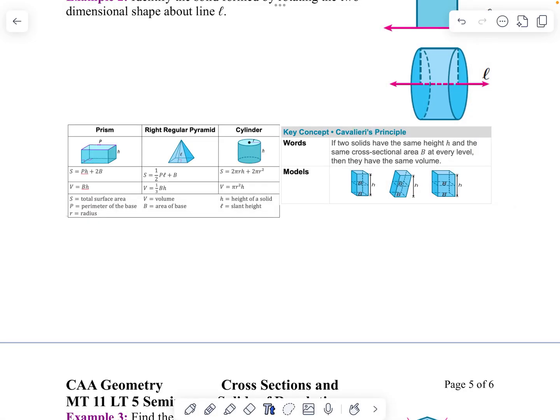In the rest of the lesson today, we're going to be concentrating on the volume.